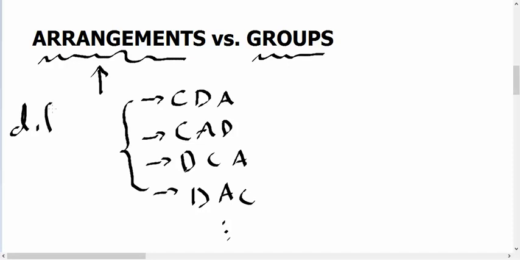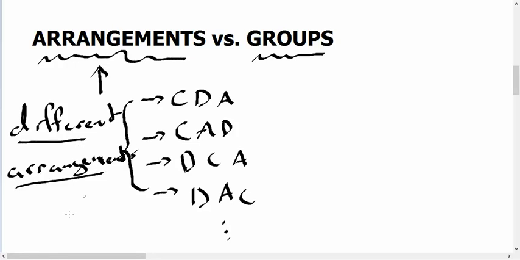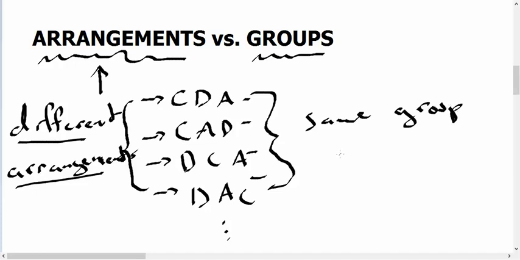So these are different arrangements of letters, right? They're arranged in a different way. They're different arrangements. But all four of these belong to the same group of letters. They're different arrangements of letters, but at the end of the day, they all contain the same group of letters. Each one of those contains a C, an A, and a D. It's the same group of letters.